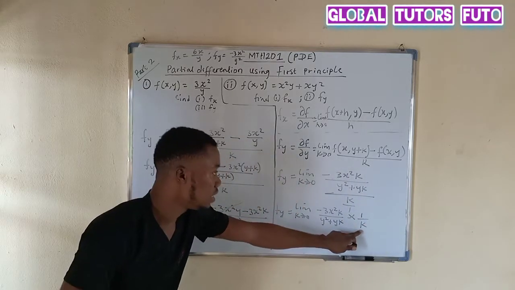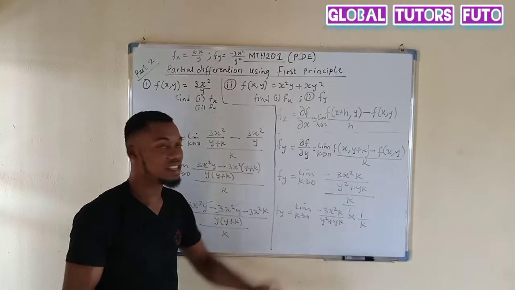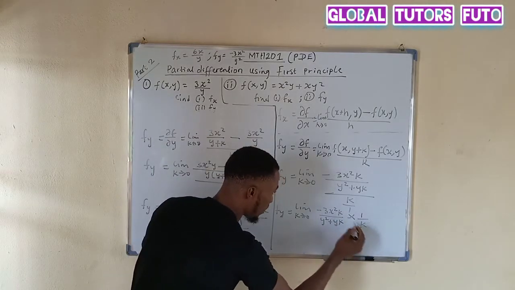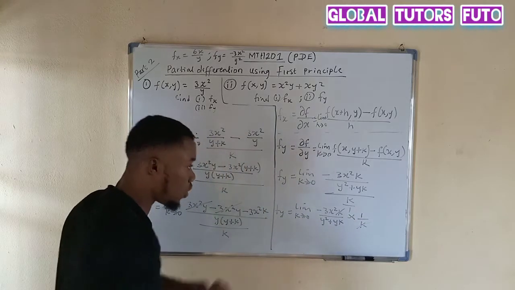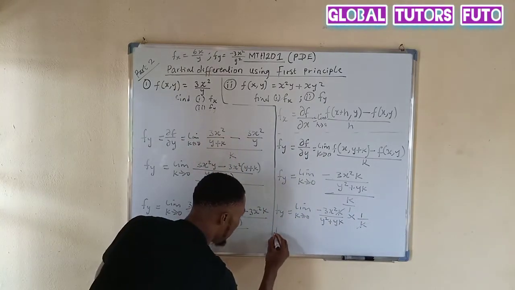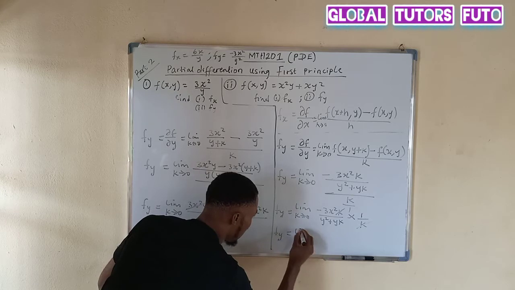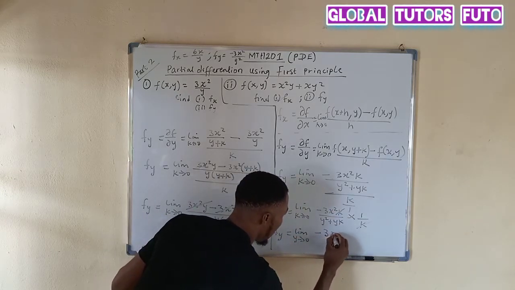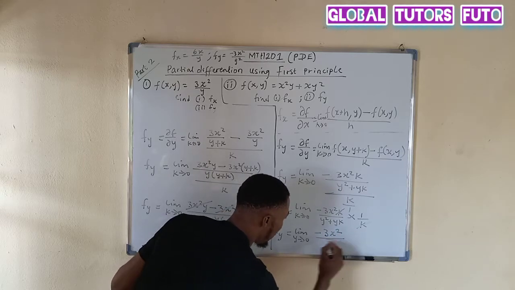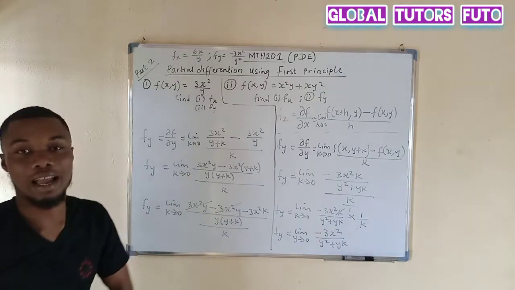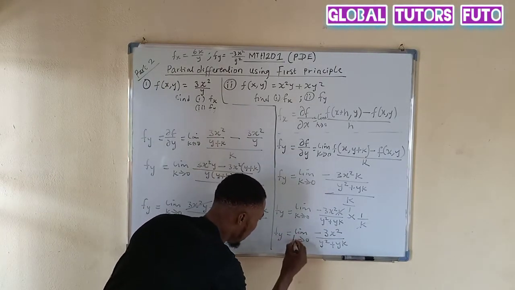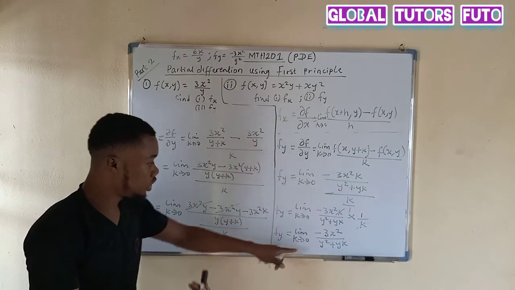As you can see, there is k below and there is k above. So let us do justice, okay? This k can take care of this k. So what are we left with? Our f of y will be equal to limit as k goes to 0. So we are left with minus 3x squared over y squared plus yk. So it is now time to take our limit as k approaches 0.